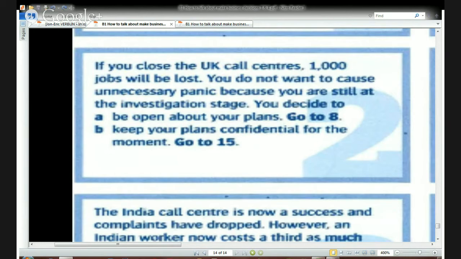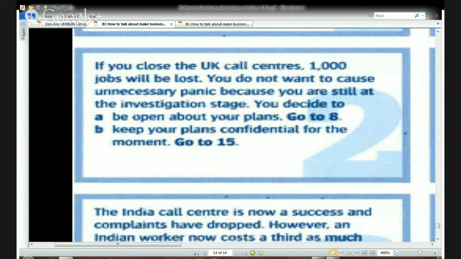If you close the UK call centers, thousands of jobs will be lost. You do not want to cause unnecessary panic because you are still at the investigation stage. You decide to A, be open about your plans, or B, keep your plans confidential for the moment.